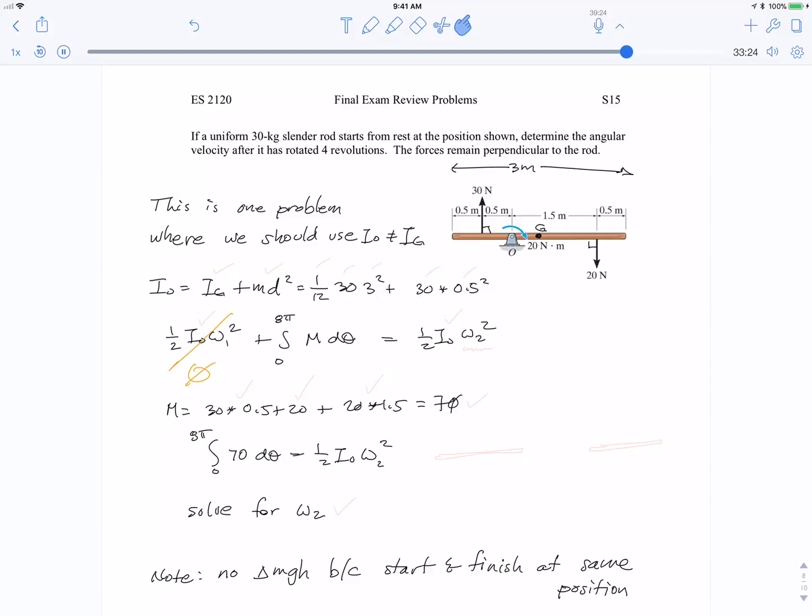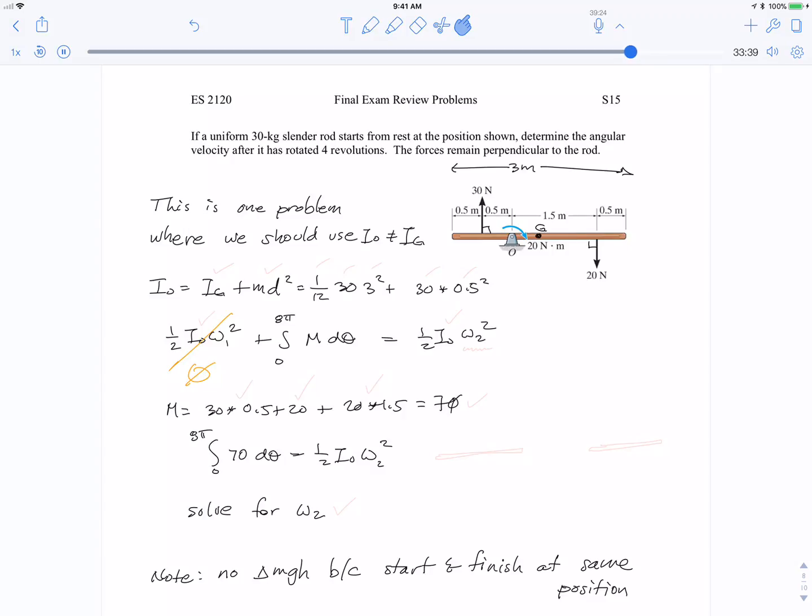Normally, I would do this all about the center of gravity, but it's getting late. I'm running out of steam, and so it's more convenient to do this around O because everything's spinning around O, and that's how I'm going to solve it.